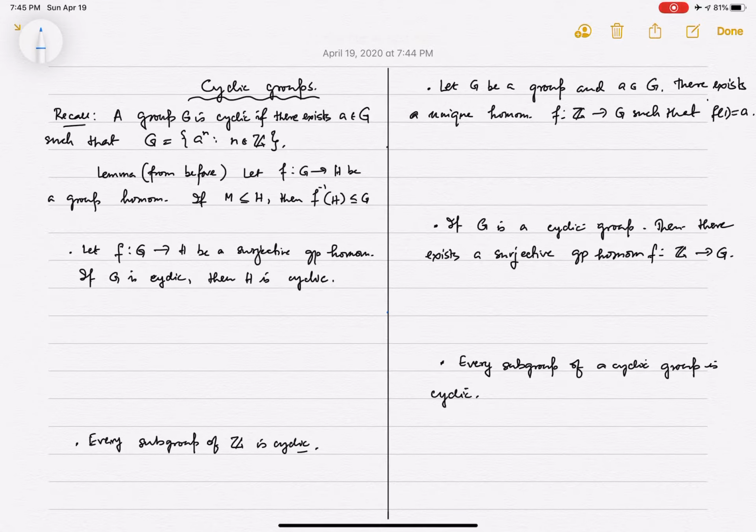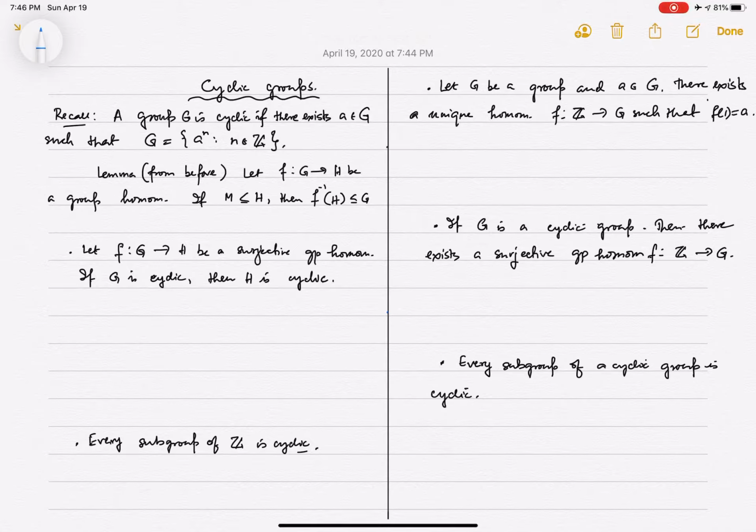So I want to use some of these general results that we learned about general group homomorphisms to understand cyclic groups. So prove certain things about cyclic groups. And you can prove these things directly. You don't have to use homomorphisms. But I just want to illustrate how this language can become useful. And I also think it makes the arguments cleaner.